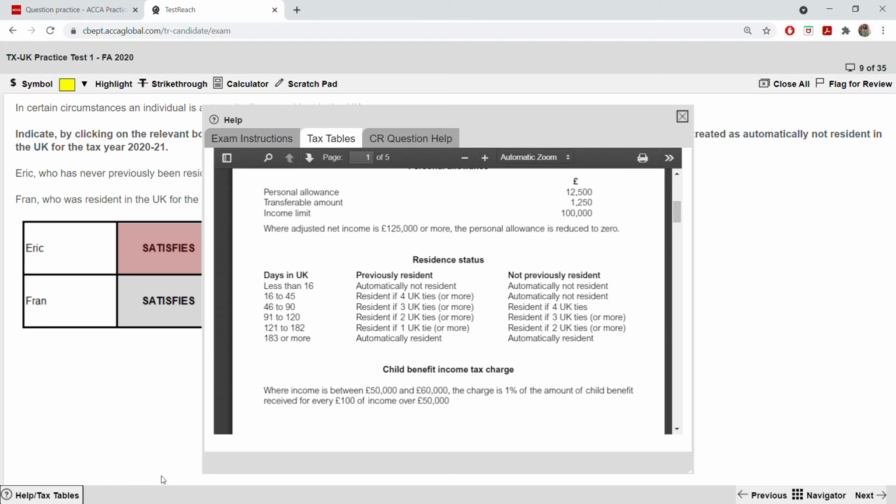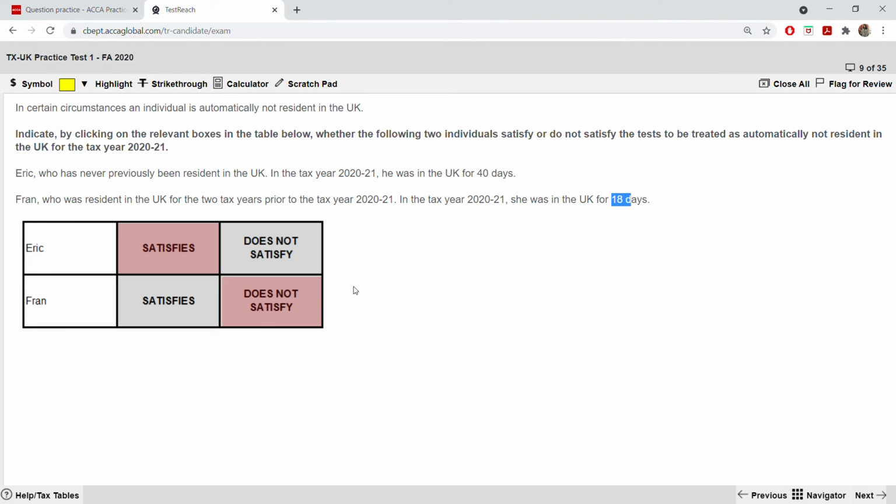Let us go to that table again and check. He has been previously resident, so you have to follow this column. And what is the number of days? 18. So here it falls in the second band, 16 to 45. So resident, if you are in 4 times or more, so he's a resident. That's why he does not satisfy the test of not being resident.